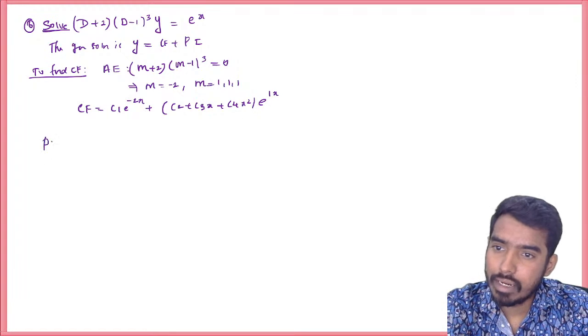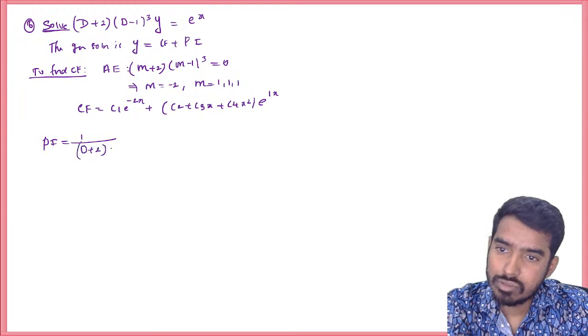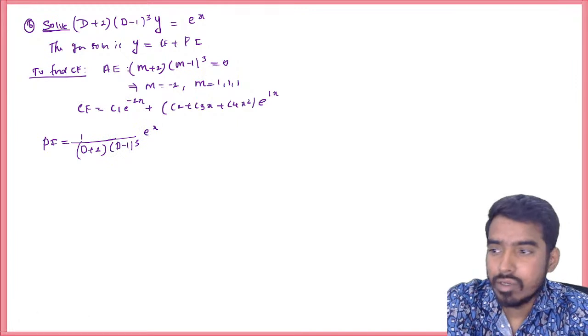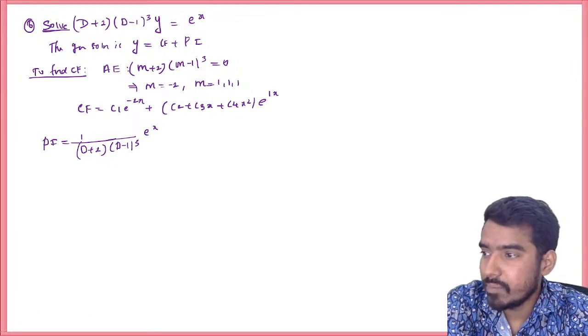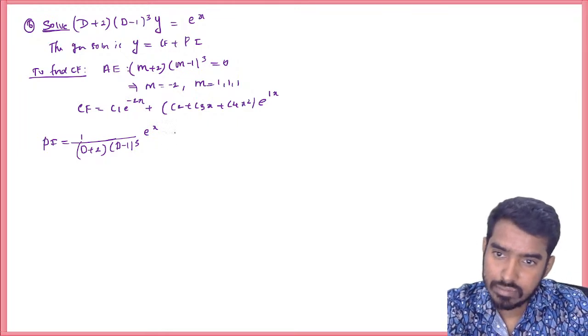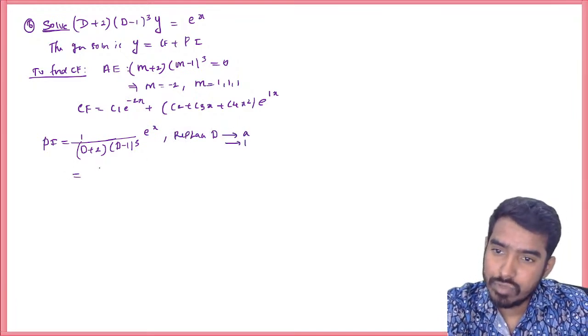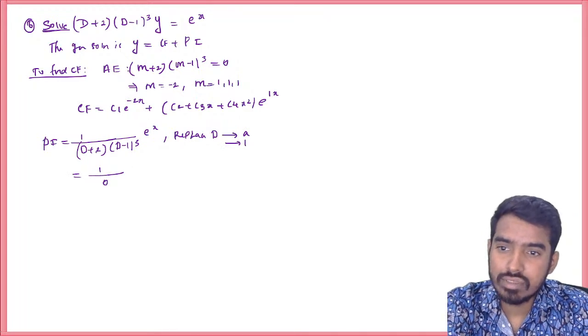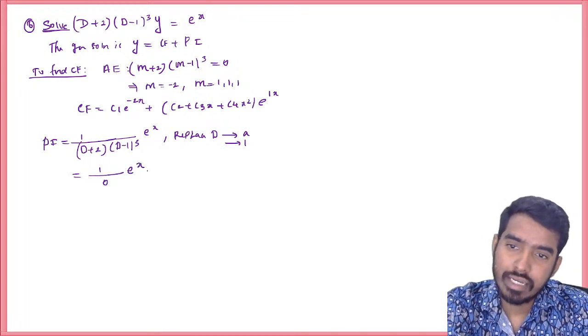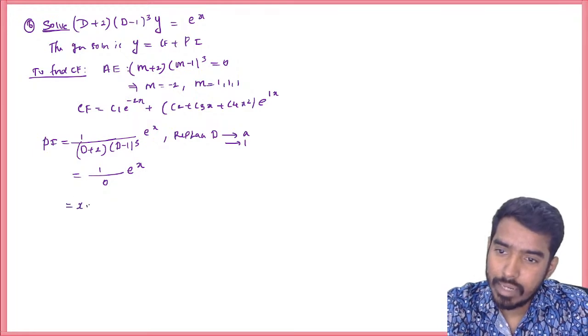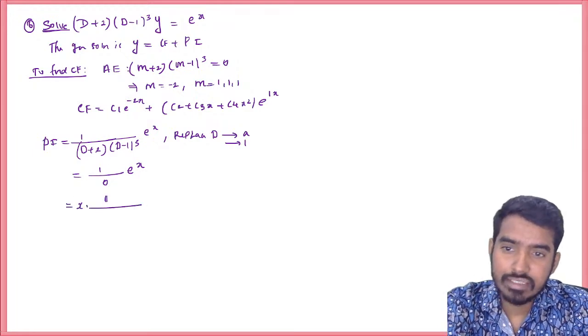Okay, now we will find particular integral will be 1 divided by d plus 2 d minus 1 whole cube into e power x, right? What you have to do, replace d by a. Here a is 1, right? e power ax, 1 into x. So this will be 1 divided by 0, because 3 into 0 into e power x. That means denominator is 0. So multiply x and differentiate this denominator.